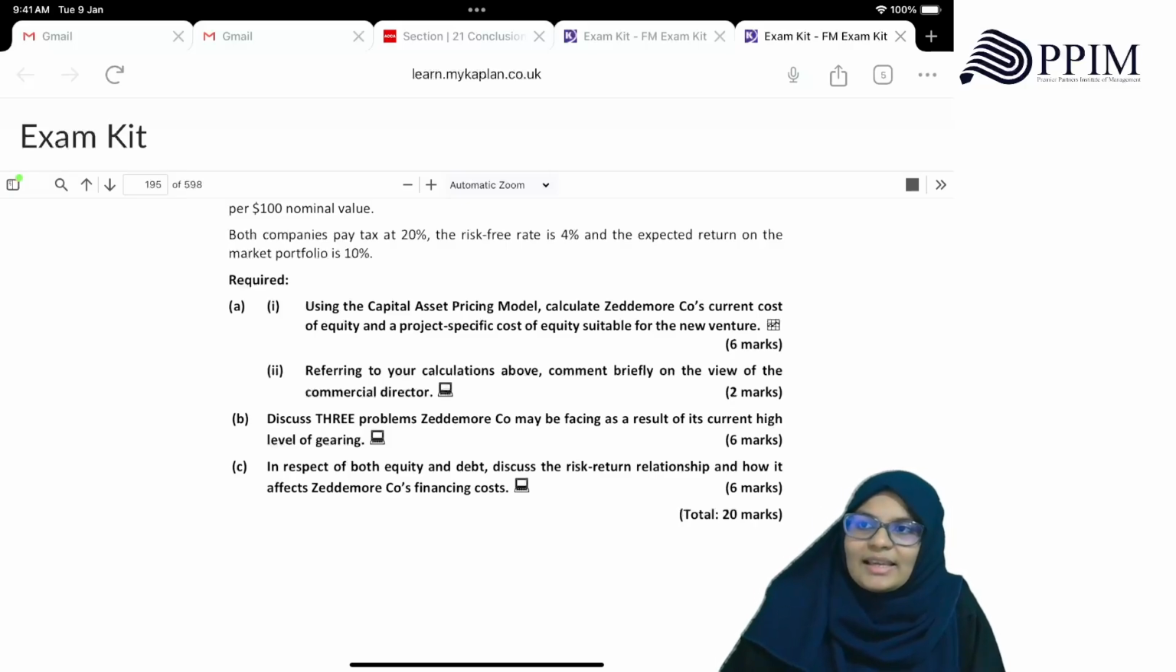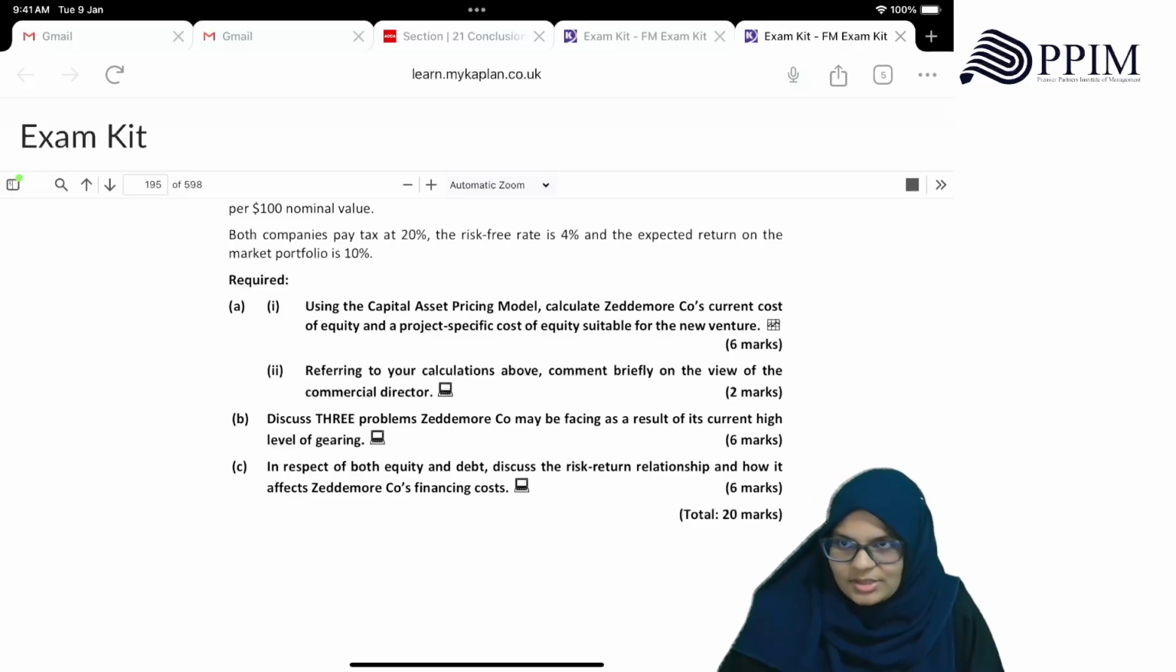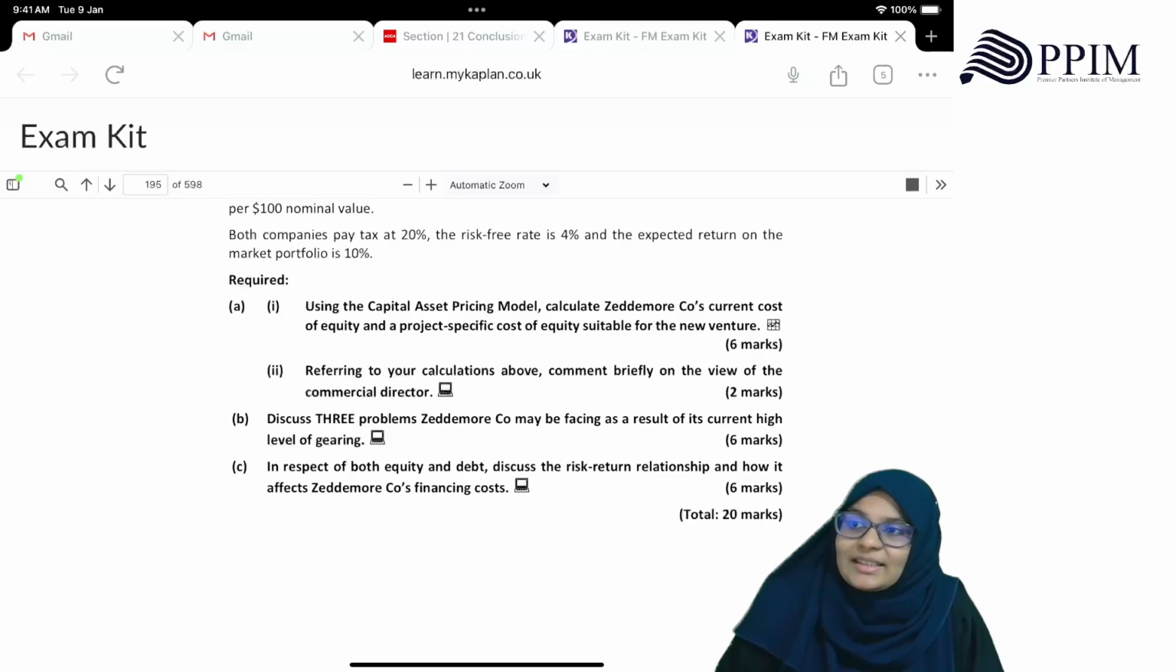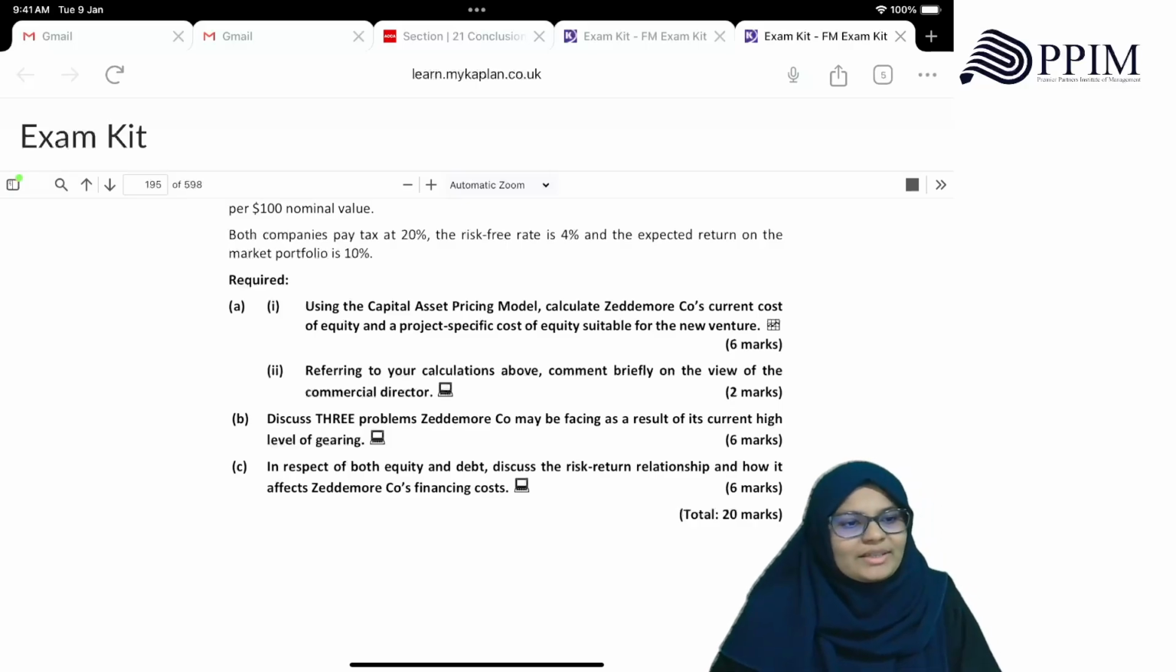Then C is saying, in respect of both equity and debt, discuss the risk-return relationship and how it affects ZMO company's financing costs. So they're asking you to discuss the risk-return relationship and how it will affect their interest or their financing cost. What do you think you can say there?